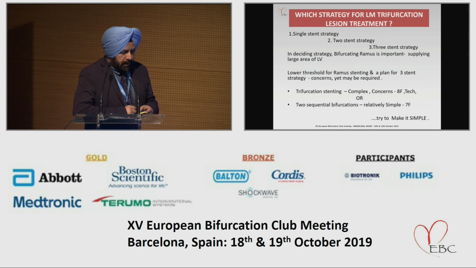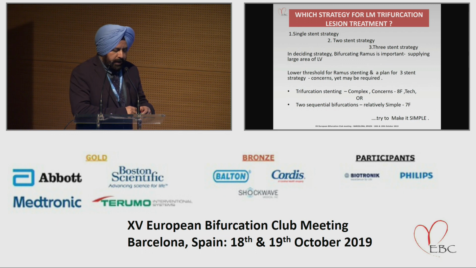We have multiple options, like we can go for single stent, 2 stent, or 3 stent strategy. In deciding the strategy, I think bifurcating ramus is an important vessel, which is supplying a large area of the myocardium. Personally speaking, I would prefer a 2 stent strategy, but at the same time, I will have a lower threshold for ramus stenting. And if at all I plan to go for 3 stent strategy, there are 2 options: either do trifurcation stenting or I go for 2 sequential bifurcations. Trifurcation is a little bit more complex, needs 8F guide and technically more demanding. If I manage it as 2 sequential bifurcations, it's relatively simple and needs a 7 French guide.